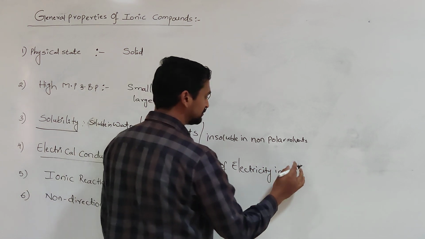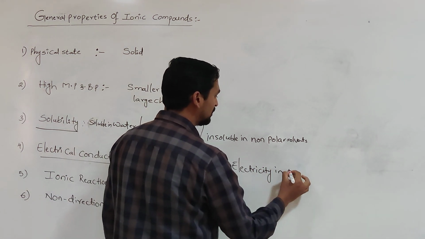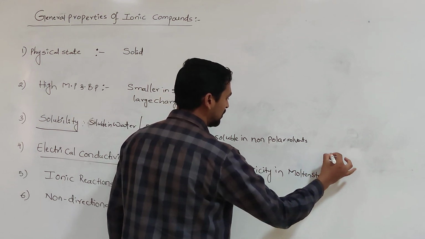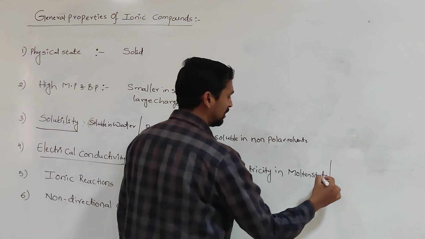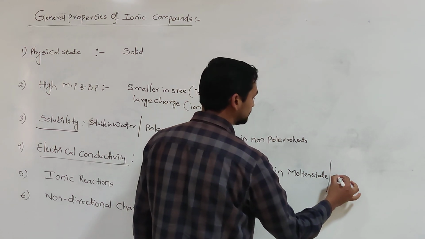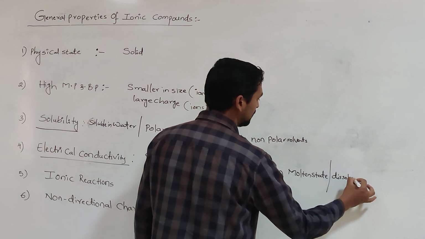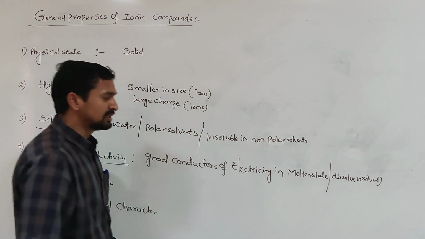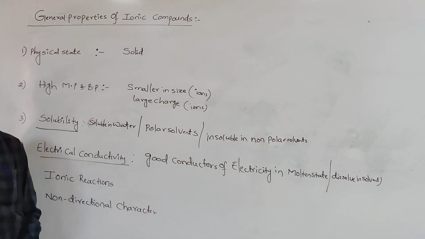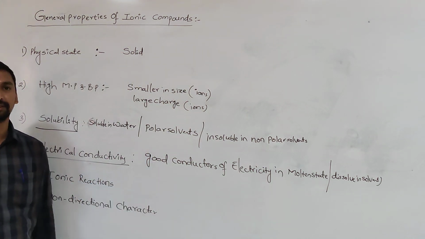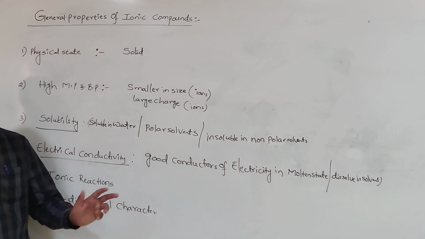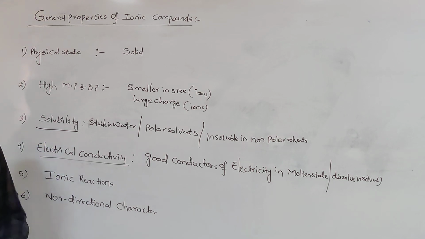In molten state or after dissolving in solvent. Because either in molten state or dissolved in solvent, they are broken into ions. That ions are freely moving in that solution. So that's why they are ready to conduct electricity by the movement of ions. That ions are responsible for the electrical conductivity.